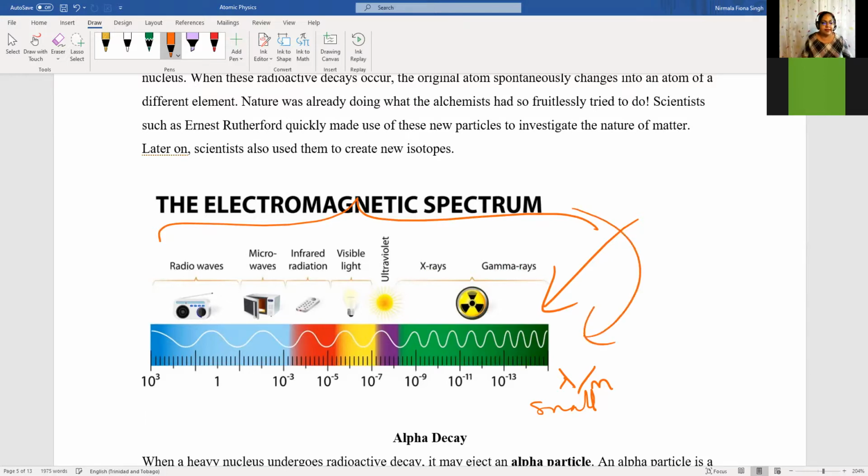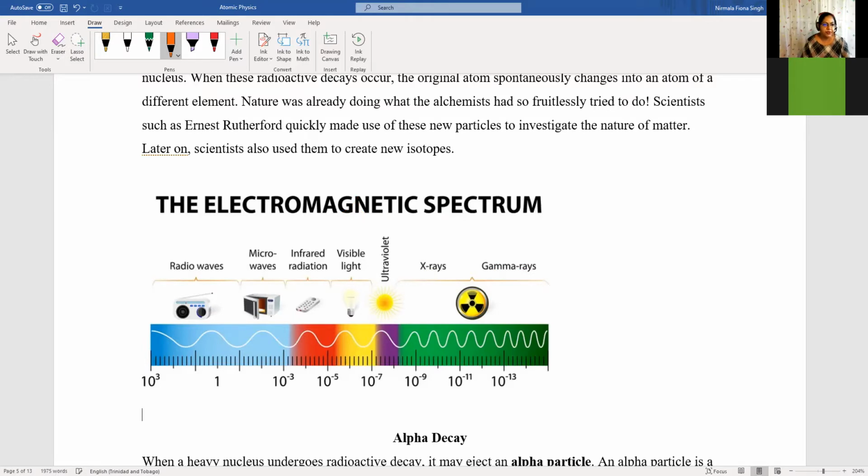Now, these are electromagnetic waves. They exist as waves. So they're not particles shooting out at you, right? Waves are things that don't have a mass, right? They're not affected by magnetic fields and whatnot. So knowing that, let's continue reading.